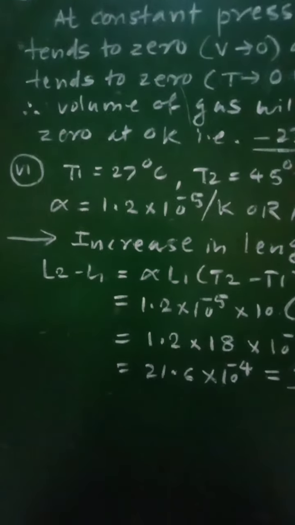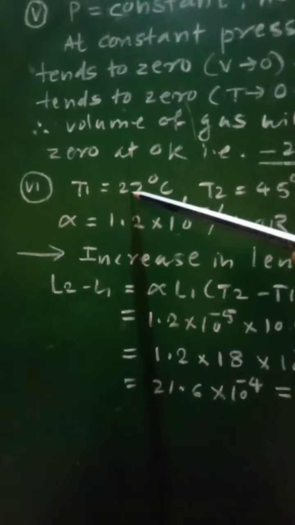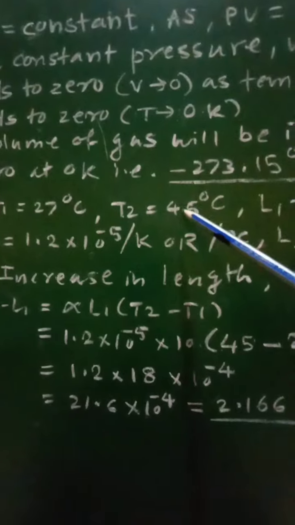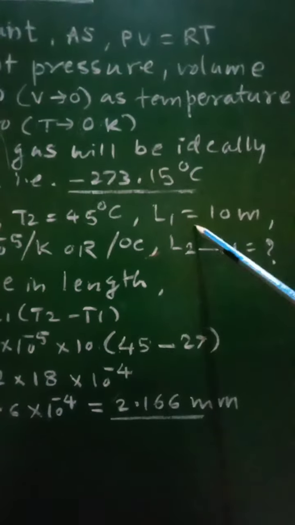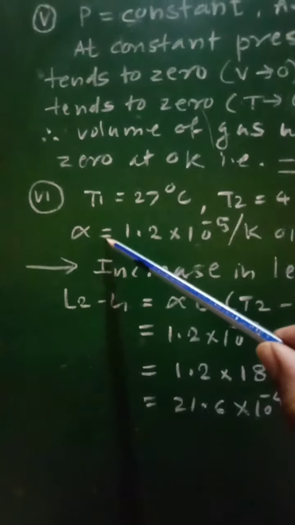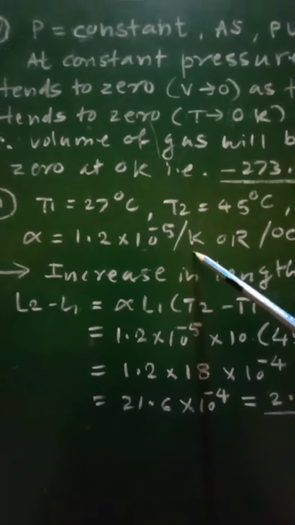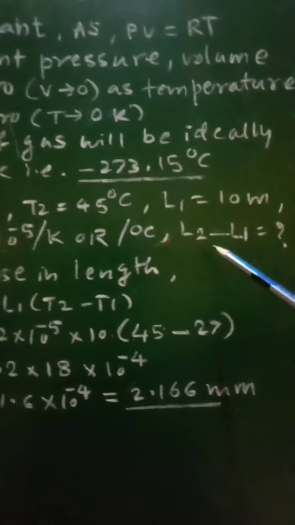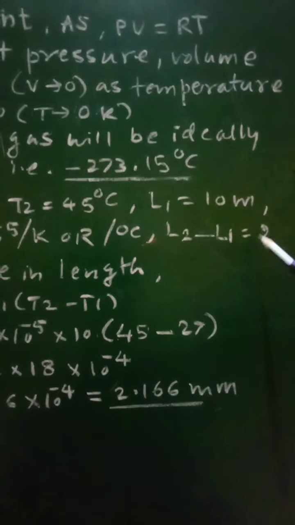So for this numerical number 6, the given data is: initial temperature T1 is 27 degrees Celsius, final temperature T2 will be 45 degrees Celsius, initial length L1 will be equal to 10 meter, and the coefficient of linear expansion alpha will be equal to 1.2 into 10 raised to minus 5 per Kelvin, or it is also per degree Celsius. Then we have to find out the gap, that is L2 minus L1 will be equal to how much.